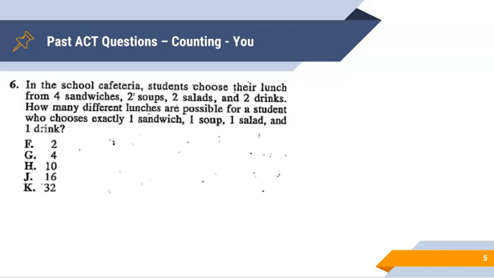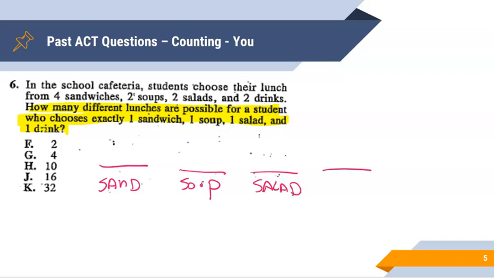Okay. Again, if we read closely, always find the question mark and go backwards, right? That's the technique we want to do, so we know what we're trying to answer. And this question wants to know how many different lunches are possible. This is a counting question. Looks like we have 4 things. We have a sandwich. We have soups. We have salad, and we have drinks.